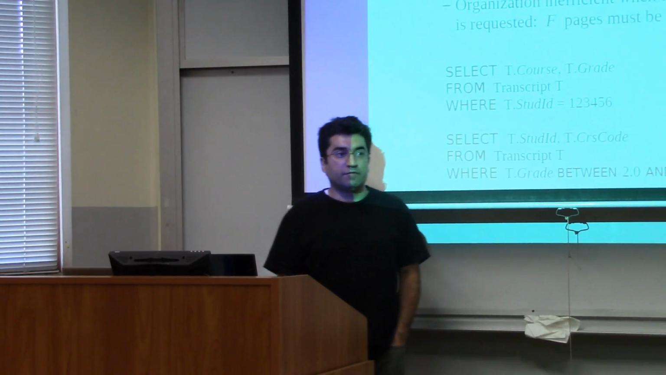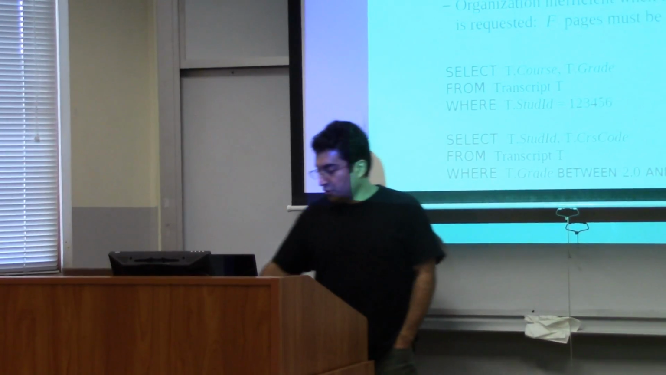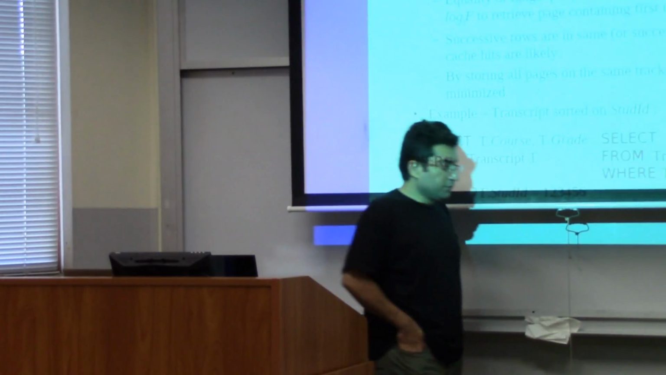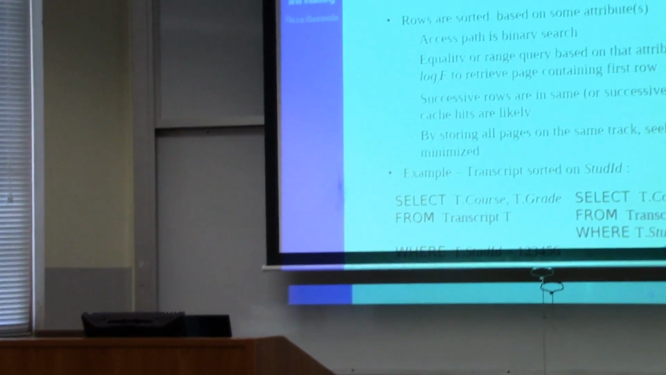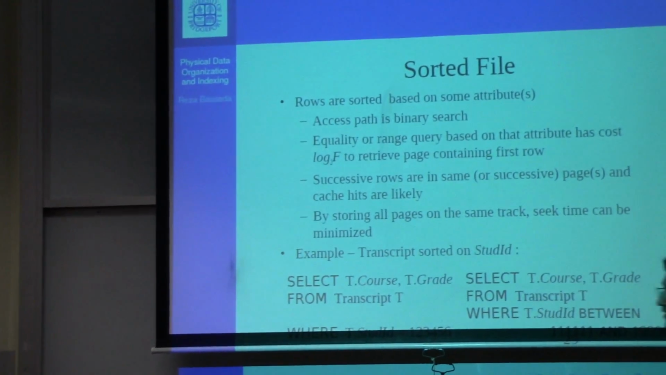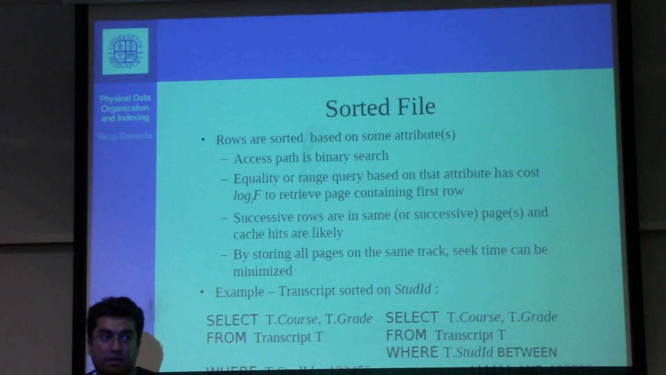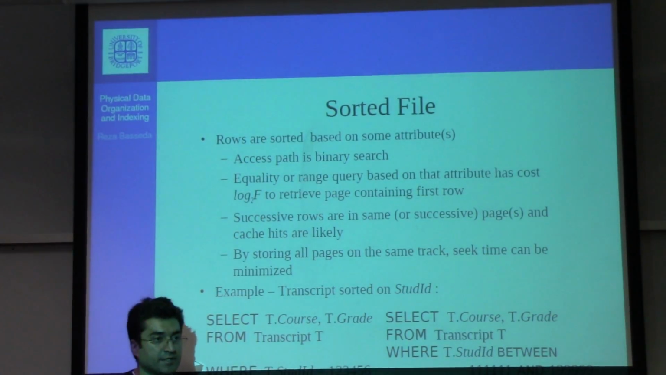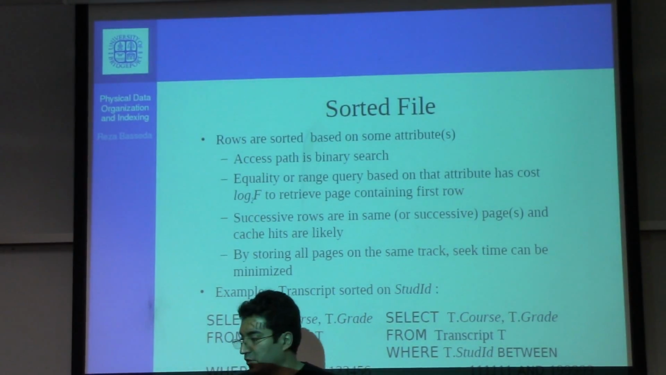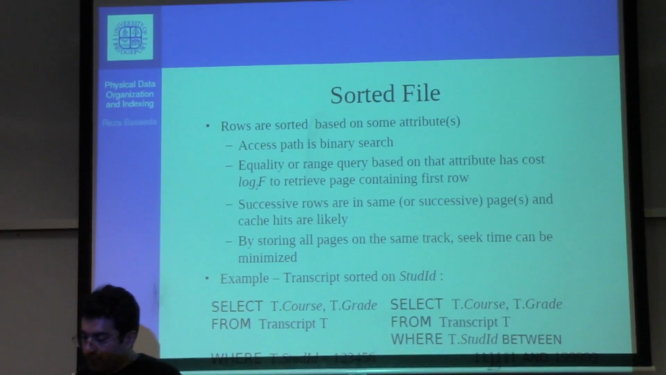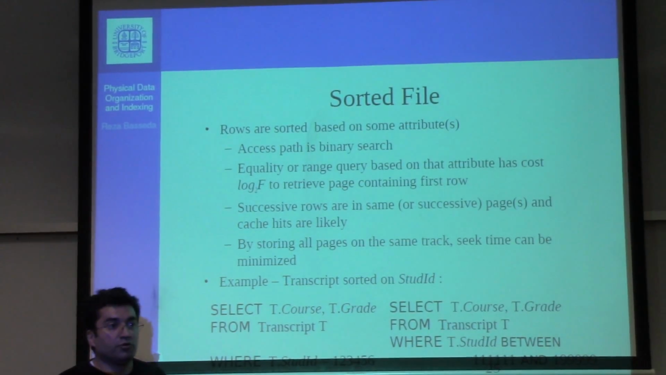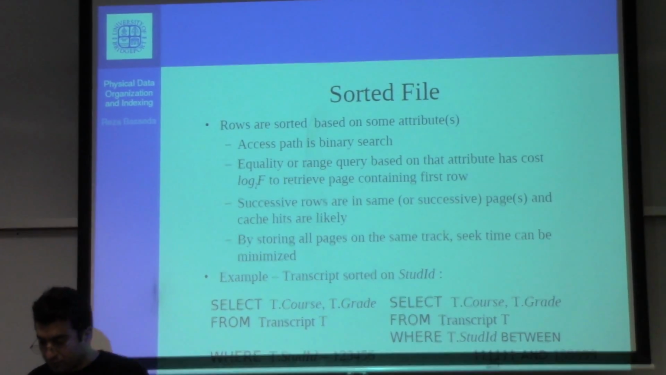Heap files are not efficient when we have range queries. So the first solution to this problem is using sorted files. In the sorted file, the access path will be a binary search. So you know that the order of the binary search is log n. So here, if we have f number of pages, we will have log 2 of f.